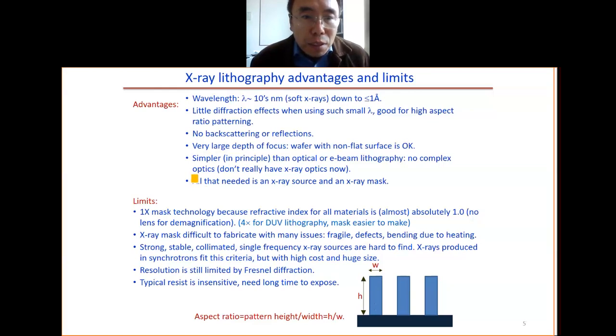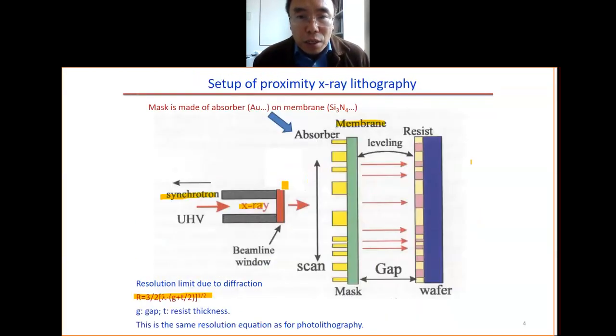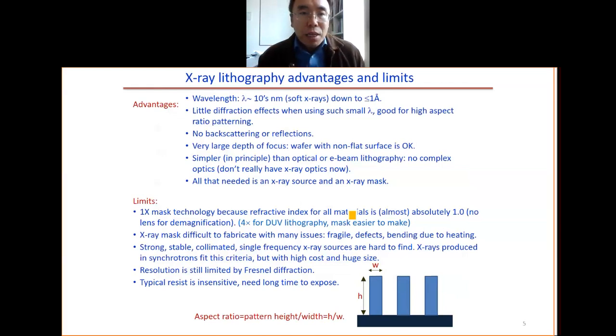And it is simpler. It is very simple. All we need is the X-ray source and the X-ray mask. As you can see here, we just need the source and the mask. We do not need any lenses or other complicated things. It's very simple.